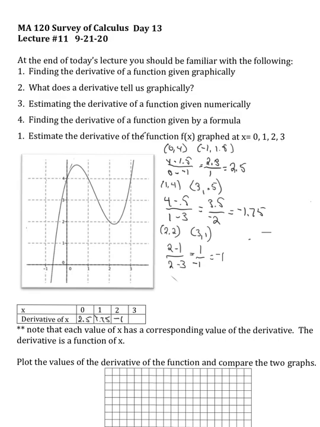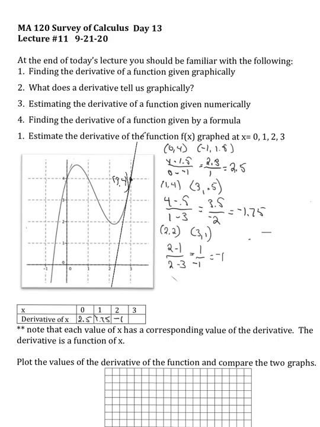So again, I have to get my ruler. And I need to put it against that graph at x equals 3 and draw the tangent line. So now I've got that tangent line drawn. And the point of tangency is the point (3, 4).